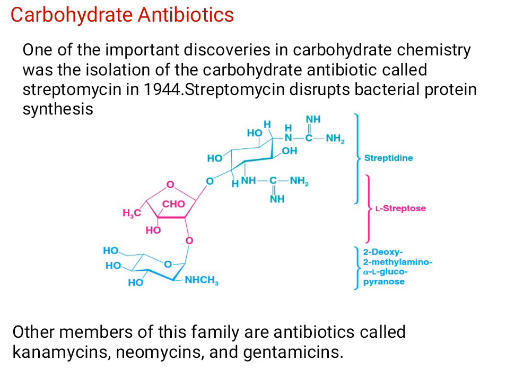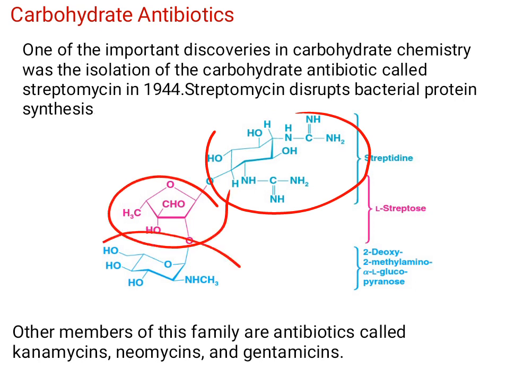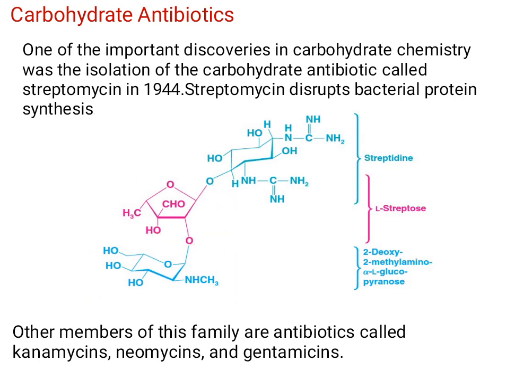These are the structural units. This one is unit 1, this one 2, this one 3. Other members of this family are antibiotics called kanamycins, neomycins, and gentamicins.